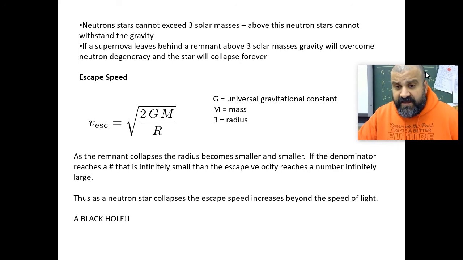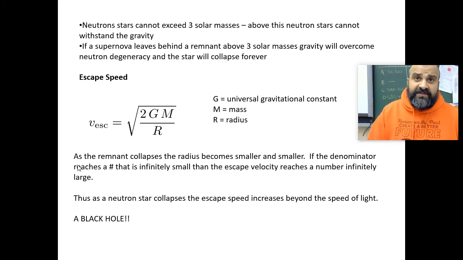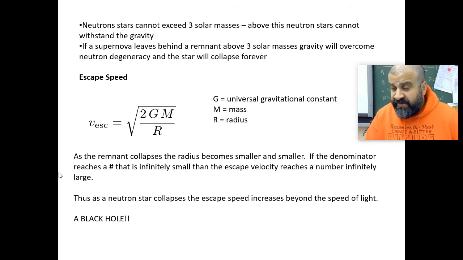So what makes it a black hole? This equation here is the equation for escape velocity. What I mean by escape velocity is the speed you need to escape the gravity of an object. If we look at the basic formula, escape velocity is equal to the square root of 2 times the gravitational constant, times the mass of the object, divided by the radius of the object.